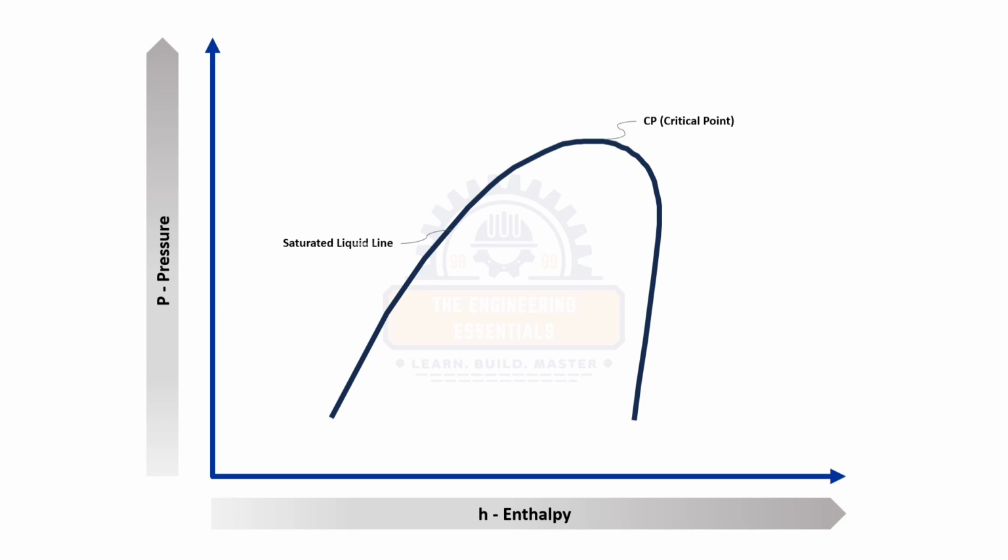Left curve is the saturated liquid line. It means the refrigerant at that point on that curve is fully liquid. And the right curve is the saturated vapor line. It means the refrigerant at any point on this curve is fully saturated vapor. Inside the dome, the refrigerant is the mixture of liquid and vapor.